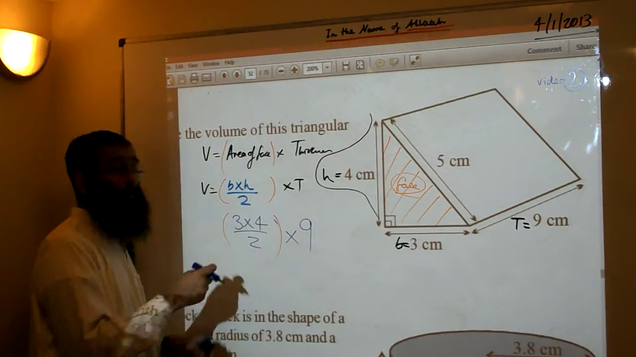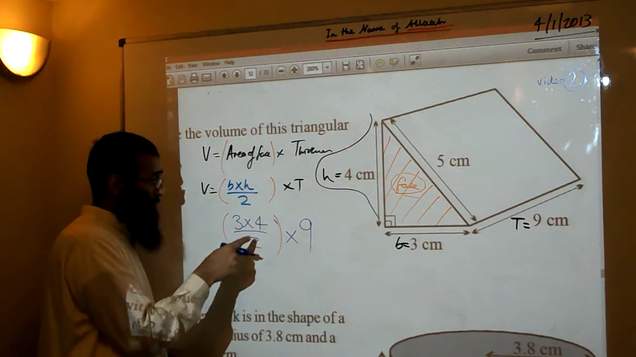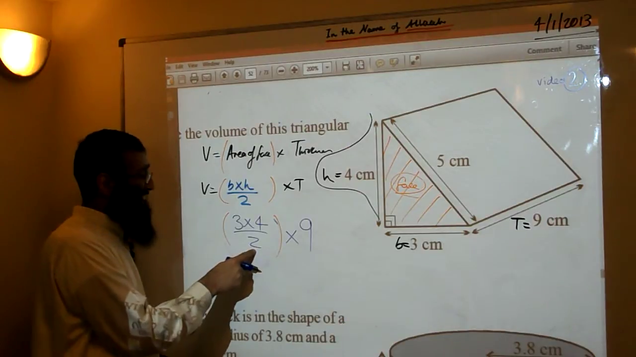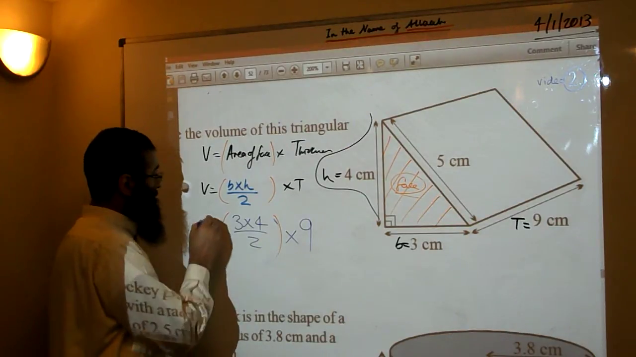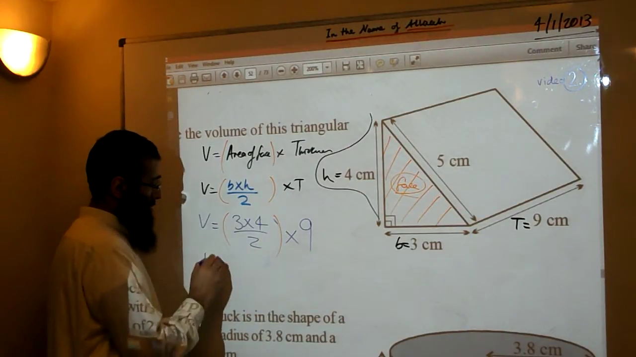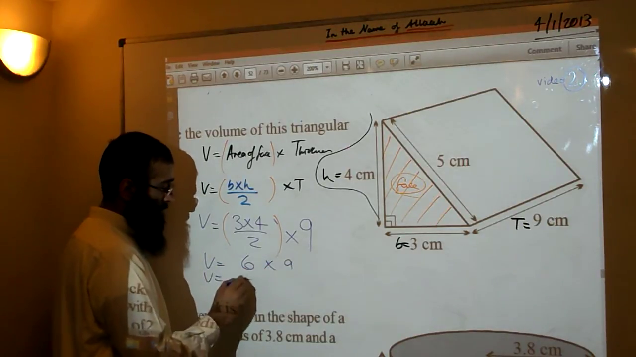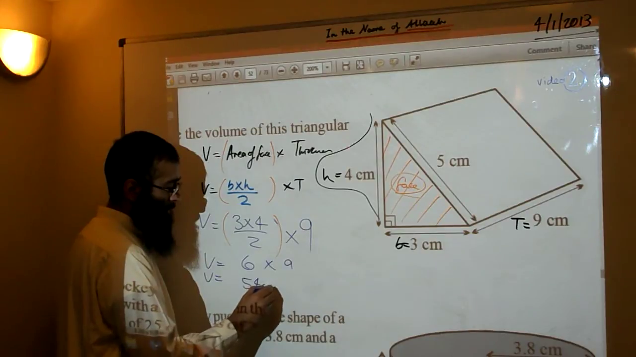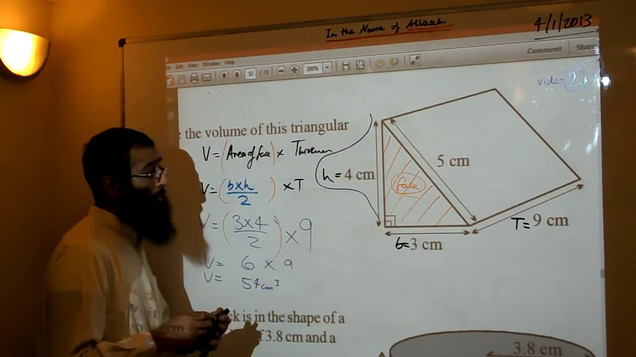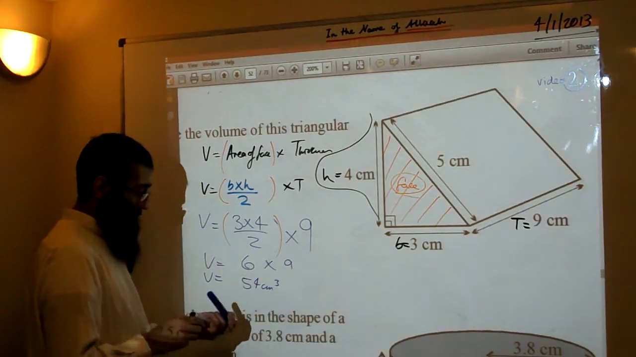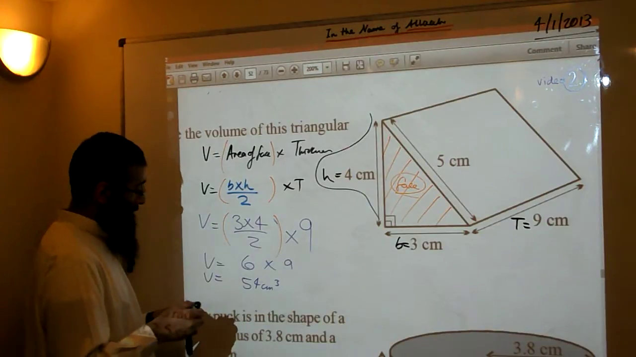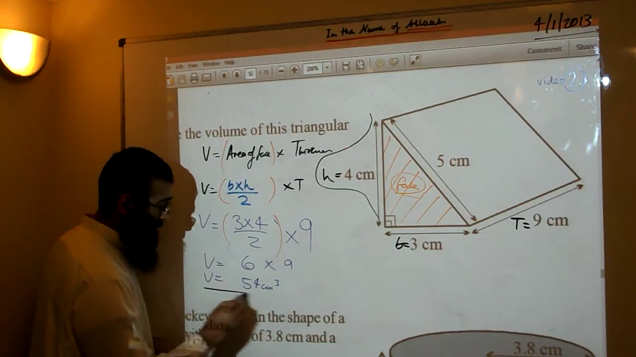So we have 3 times by 4 will give us 12. 12 divided by 2 will give us 6. So 6 times by 9. So the volume is equal to 54 centimeters cubed for this triangular prism. Let's quickly underline that and finish the question.